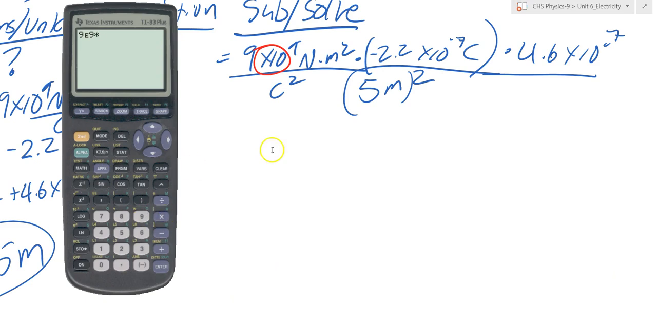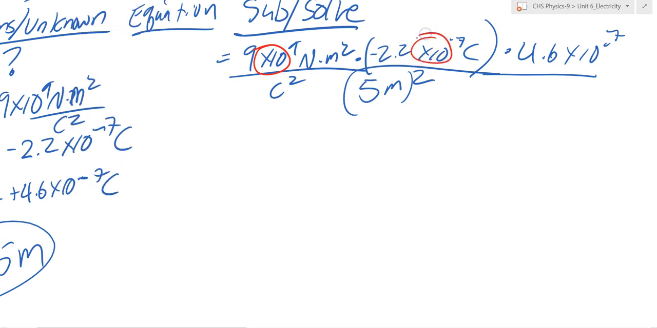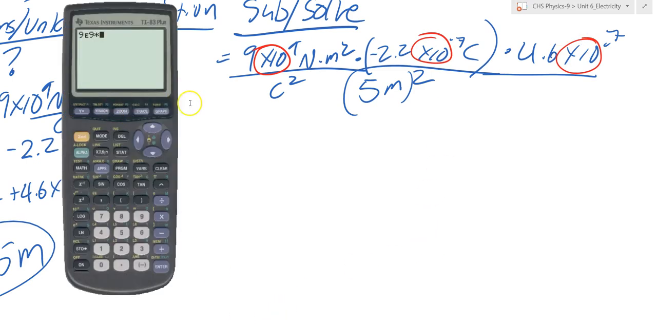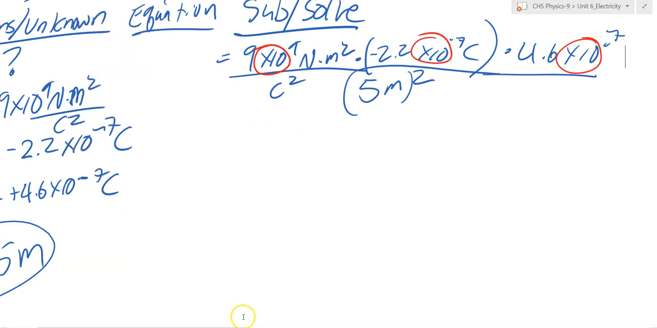So you have 9E9 times, I've got this business right here, so negative 2.2, and then again this is the same thing as the EE, and this is the same thing as the EE. Okay, negative 2.2 EE, negative 7 times 4.6 E negative 7.